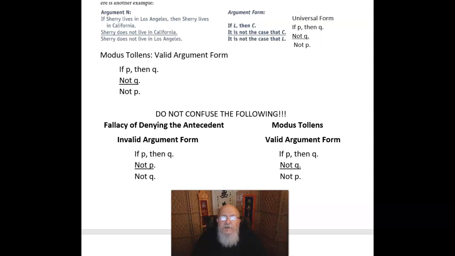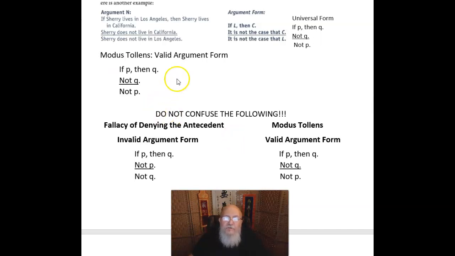Now Baronet gives us argument N. If Sherry lives in Los Angeles, then Sherry lives in California. Sherry does not live in California, therefore Sherry does not live in Los Angeles. Now this has the argument form, if L then C, it's not the case that C, therefore it's not the case that L, which gives us the universal form, if P then Q, not Q, therefore not P. And this is called modus tollens, right? And it's a valid argument form.